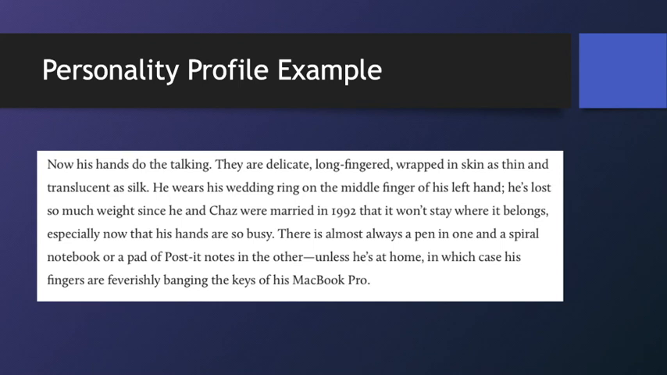They're delicate, long-fingered, wrapped in skin as thin and translucent as silk. He wears his wedding ring on the middle finger of his left hand. He's lost so much weight since he and Chaz were married in 1992 that it won't stay where it belongs, especially now that his hands are so busy. There's almost always a pen in one and a spiral notebook or a pad of Post-it notes in the other. Unless he's at home, in which case his fingers are feverishly banging the keys of his MacBook Pro.